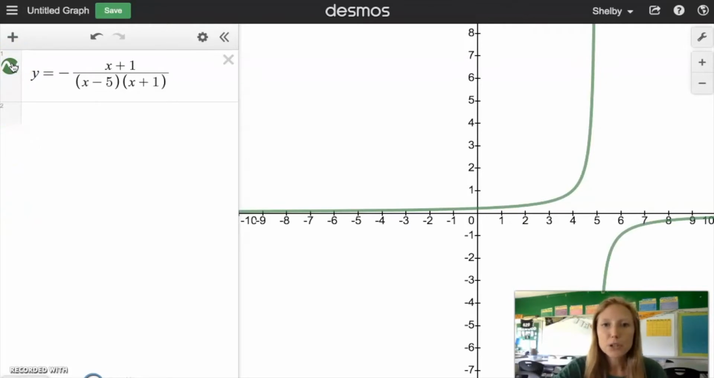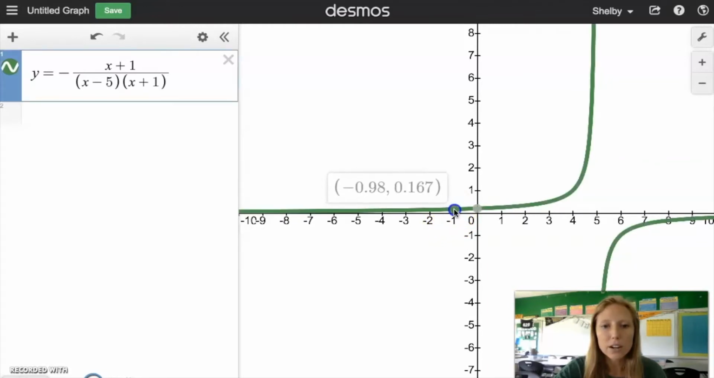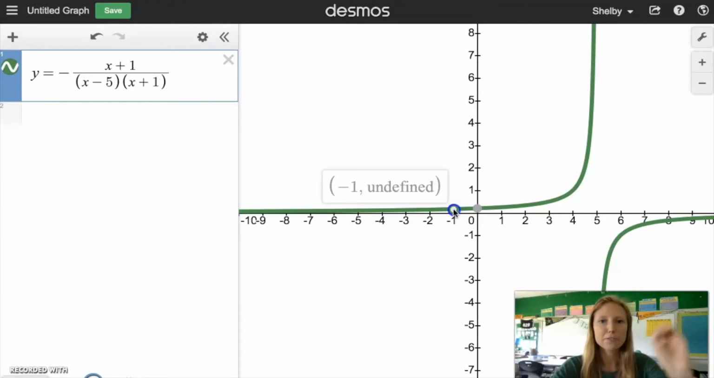So the vertical asymptote should be easy to spot, and yes, it is here at +5, so we were right about that. And then we said that the hole in the graph would be at -1. So if I go to an x value of -1 and click on our graph, that point is undefined, and it is displayed as an open circle. It is a hole in the graph.